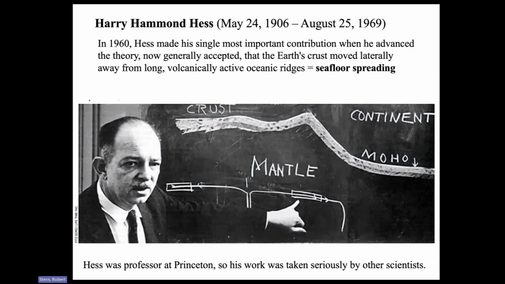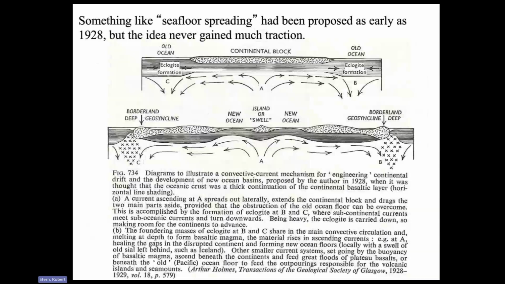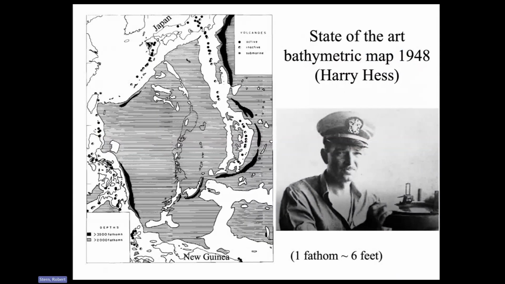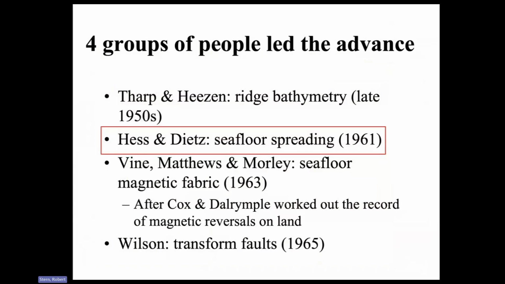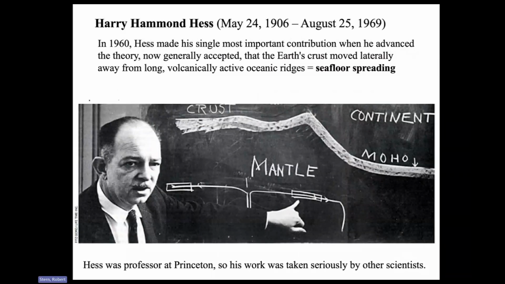So Harry Hess, remember we saw him as a younger man back here, right? That's the same guy. And so he was definitely a geologist at Princeton. And in 1960, he made his single most important contribution when he advanced the theory, now generally accepted, that Earth's crust moves laterally away from long, volcanically active oceanic ridges. And this is what we now call seafloor spreading. So he was a professor at Princeton, so his work was taken seriously by other scientists, right?